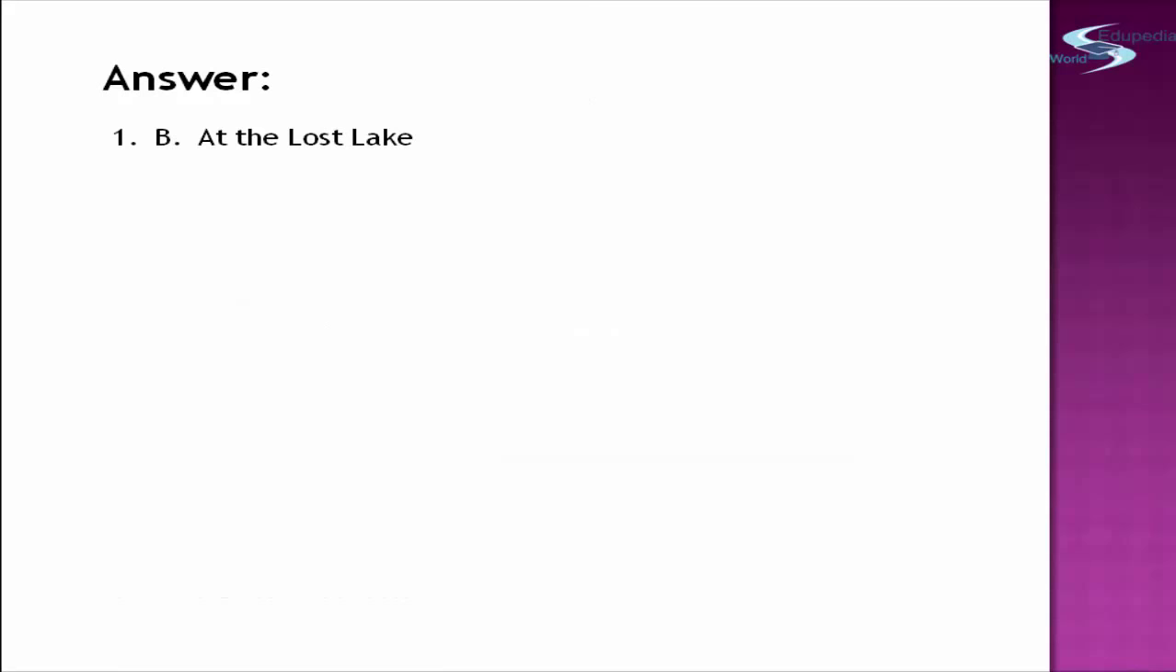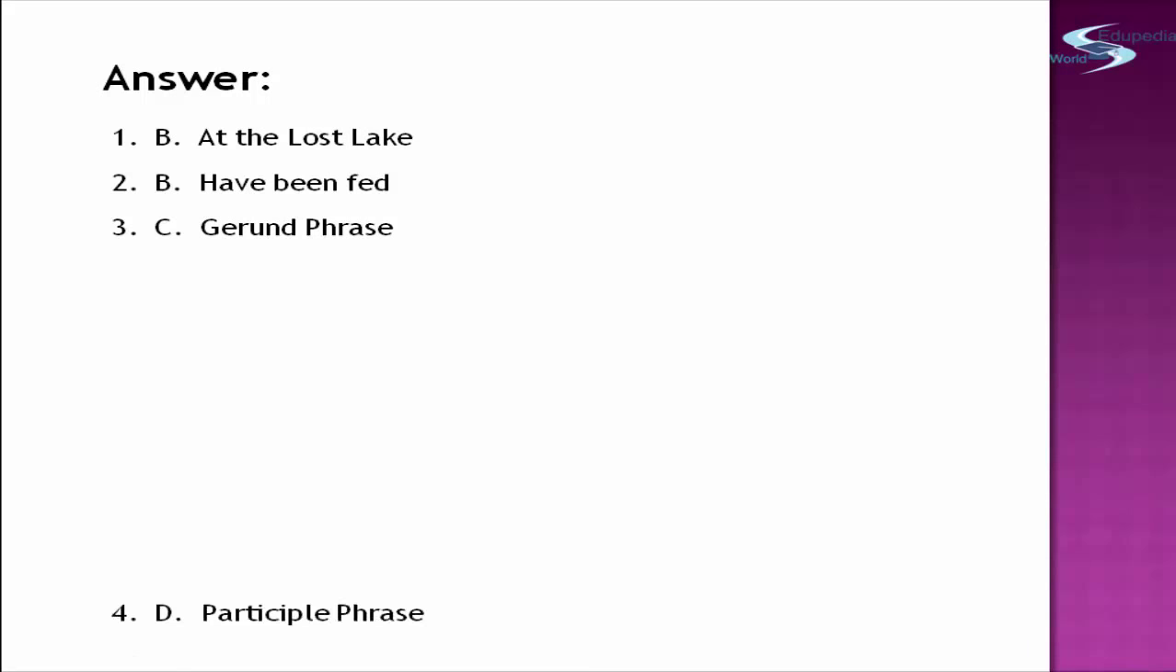Number 1. What is the prepositional phrase? B. At the lost lake. Number 2. What is the verb phrase? B. Have been fed. Number 3. What type of phrase? That is a gerund phrase. Letter C.